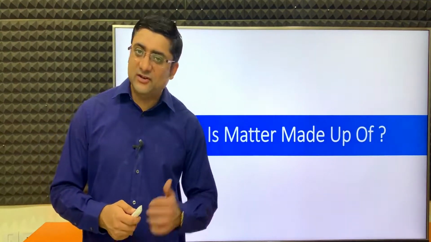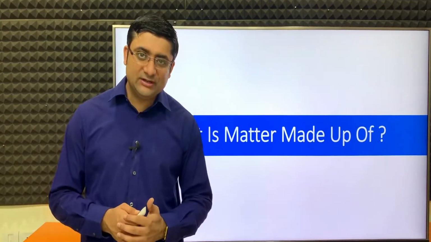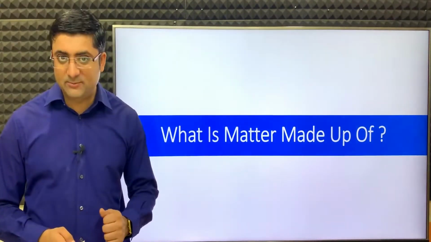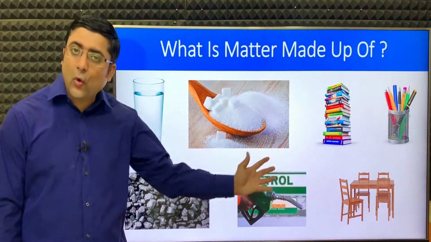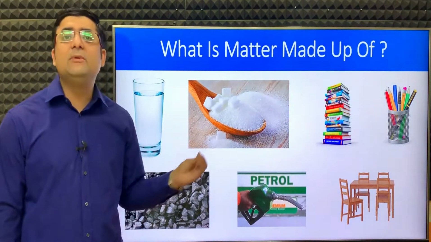So previously we have learned what matter is and how to classify matter. Now the next thing which we're going to learn in this video is what is matter made up of. So see guys, previously we have seen all these examples of matter. Now my question to you is, what are they ultimately made up of?